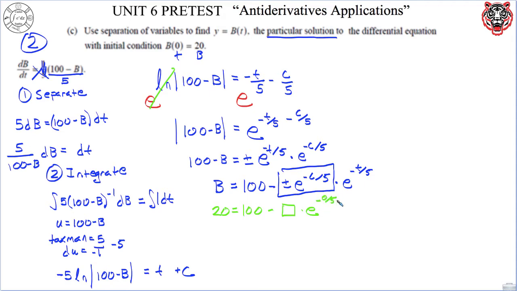Negative 0 is 0. 0 over 5 is 0. e to the power of 0 is just 1. So it's going to be box times 1, 100 minus, and just rewriting the rest of the problem. Cool. Now we can solve this thing.